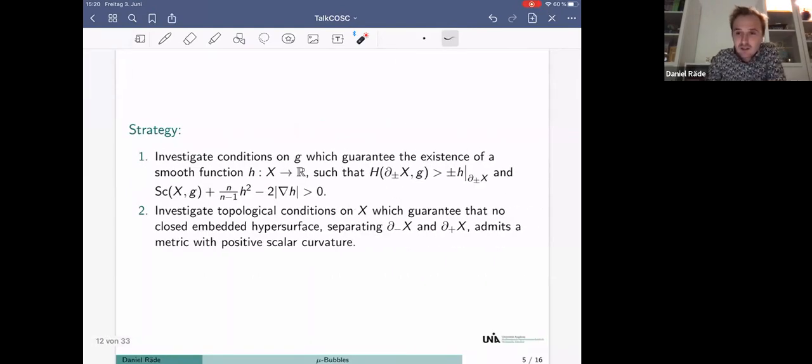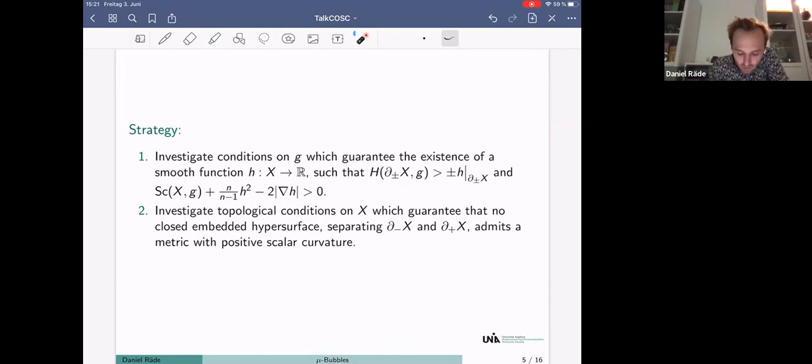And then the second point is we investigate topological conditions on the band which guarantee that this is not possible, which guarantee that no closed embedded hypersurface which separates these two boundary components admits a metric with positive scalar curvature. And those are the two forces which push in opposite directions. So we can find metric conditions under which we will find a hypersurface which separates and which has PSC, but then the topology of X does not allow it, right? And these are the two ingredients that we use. Are there any questions concerning this?